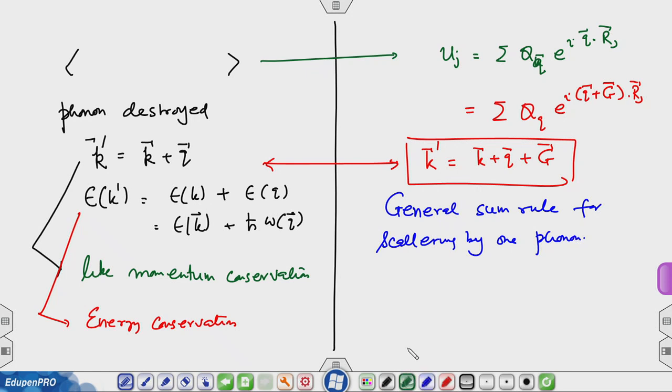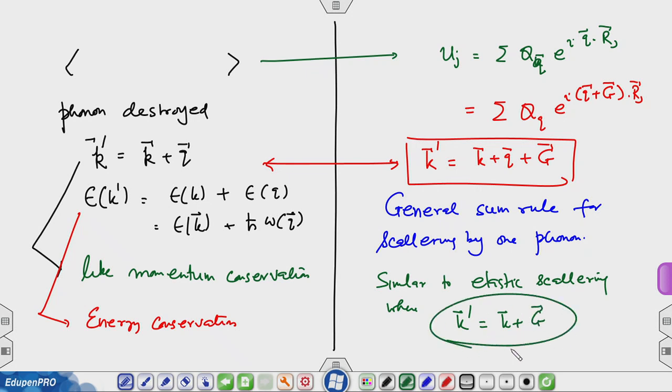This is similar to elastic scattering, where k prime was equal to k plus g. So the k of incoming and outgoing particle could differ by g, the Laue condition. In an inelastic collision, in addition to that g, you also have the momentum of the phonon created. You can work out the other part yourself.